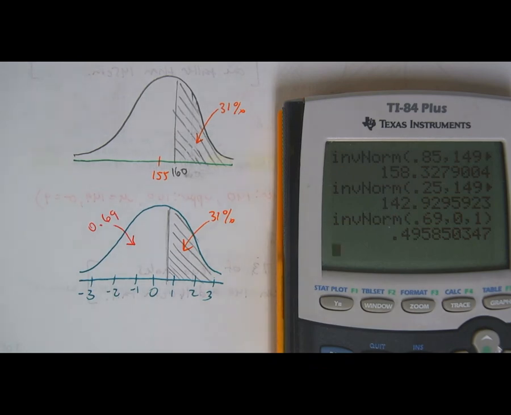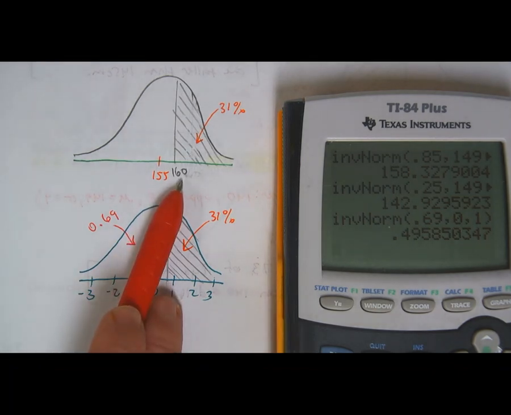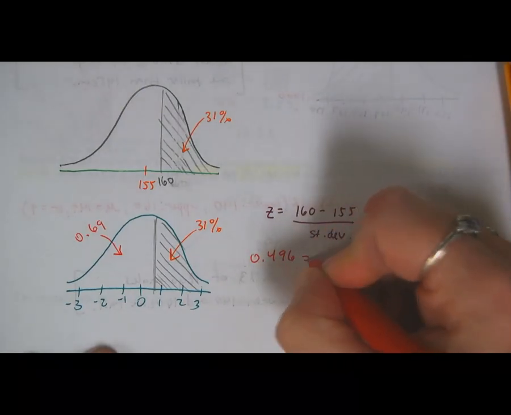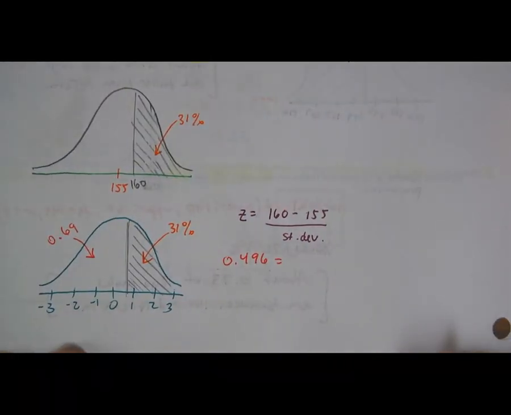All right. What did I just find? Because we're on the right track. What did I just find? Oh my gosh. We just found out how many standard deviations from the mean this is. 0.496. In other words, we just found the z-score. Because by definition, that's what a z-score is: how many standard deviations you are from the mean.